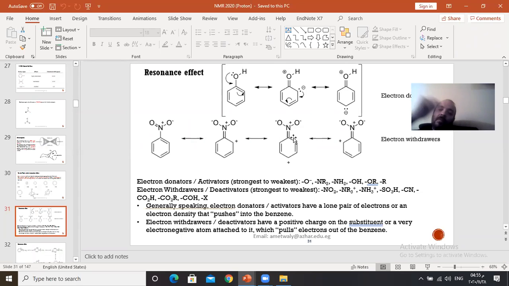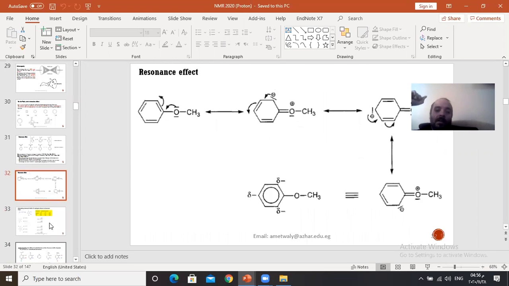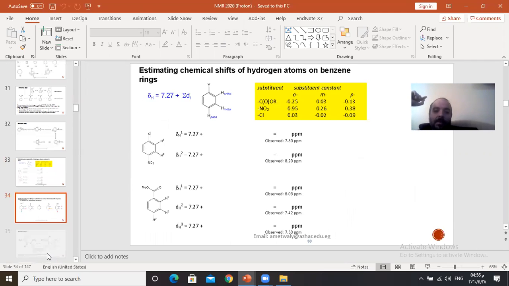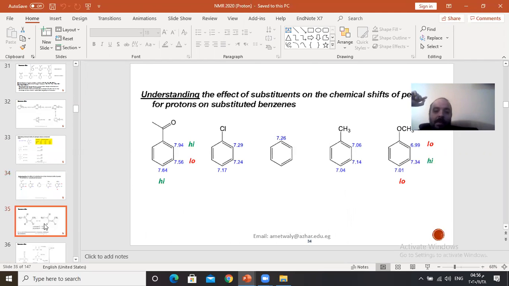And on the other hand, if you have a nitro group attached to a phenyl ring like this one, you have to expect that the ortho position and the para position will be highly de-shielded, because the electrons are not available. These are examples of what I have said.